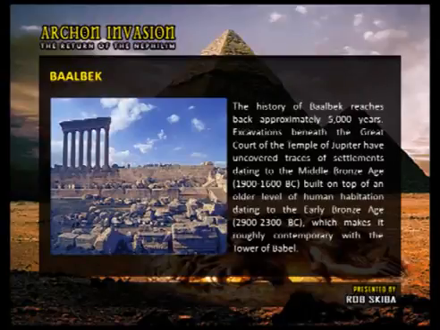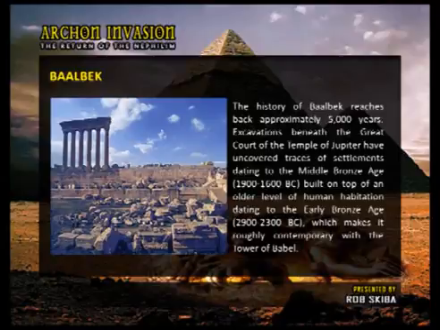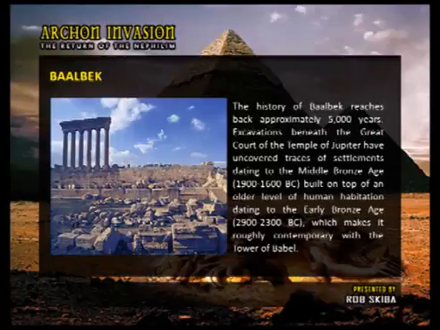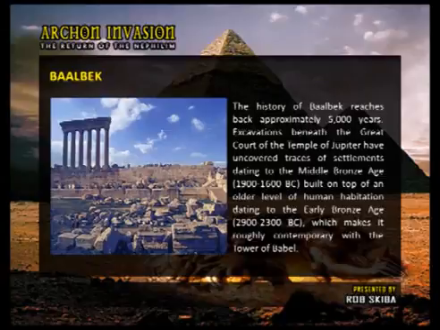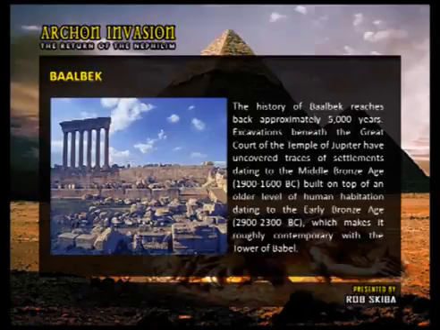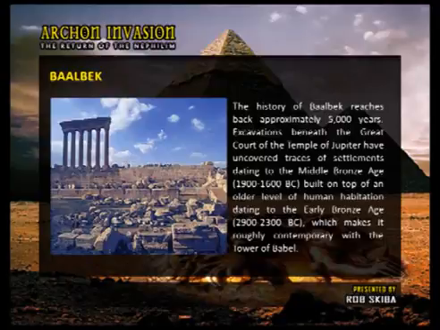The history of Baalbek, which is in Lebanon, reaches back approximately 5,000 years. Excavations beneath the great court of the Temple of Jupiter have uncovered traces of settlements dating to the Middle Bronze Age, 1900 to 1600 BC, built on top of an older level of human habitation dating to the early Bronze Age, 2900 to 2300 BC, which makes it roughly contemporary to the Tower of Babel. Baalbek was built about the same time or shortly thereafter.